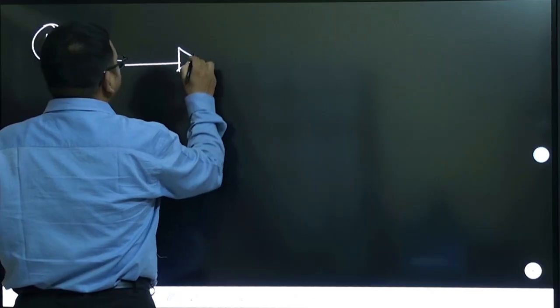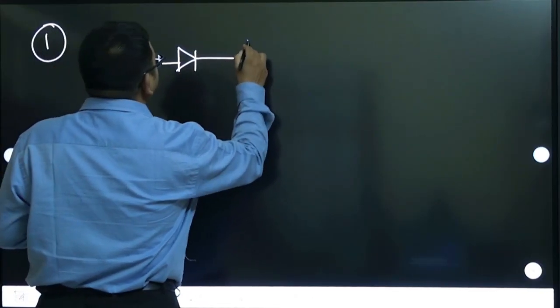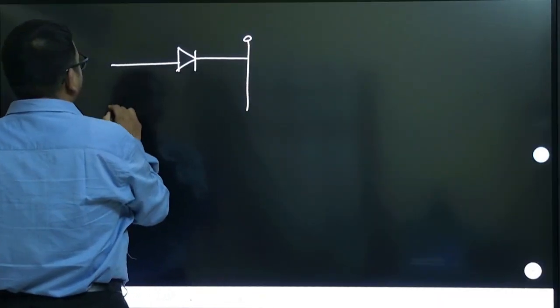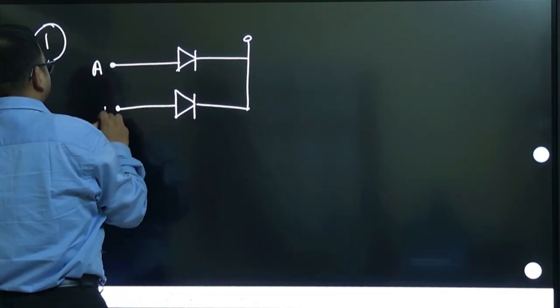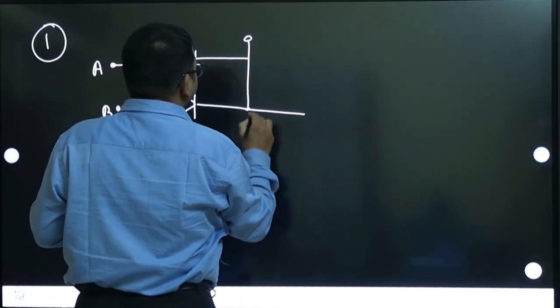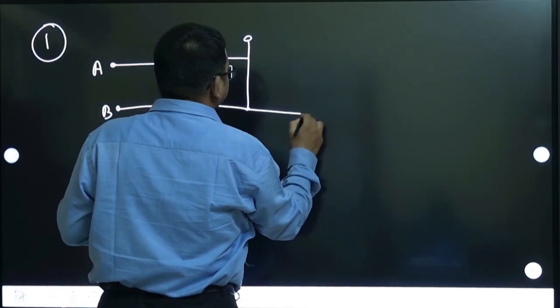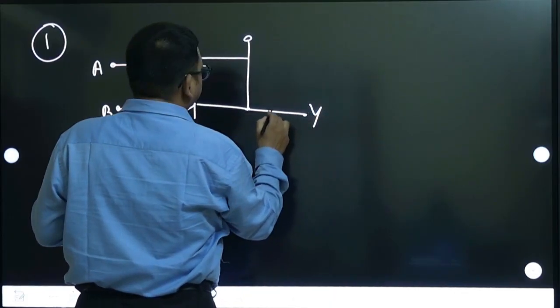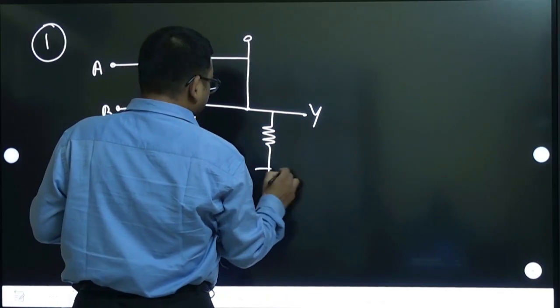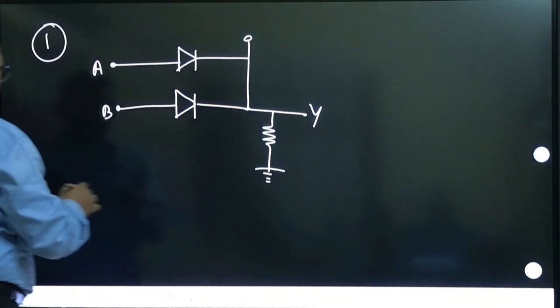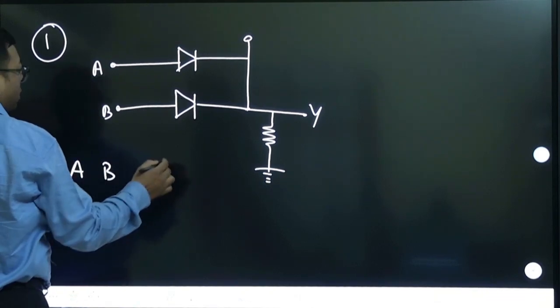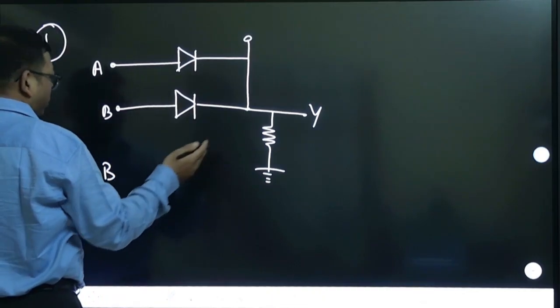For the circuit below, identify the logic gate. There is a logic gate given here, and based on the circuit, you need to identify which logic gate it is. This is input A, B as input, and then it is going here. Then this is output Y, and this is the resistor. This is ground, right? So what happens here, you can make the truth table also, A, B, and whether the current will be flowing in this or not.